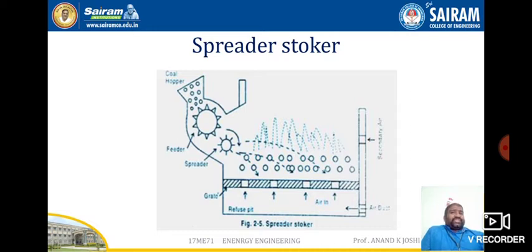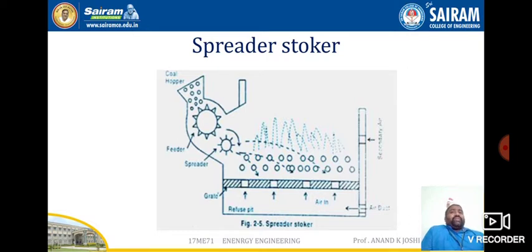Here in this case we can control the speed also, by regulating the speed, which is one of the very best options for control. So based on the requirement, we are going to increase or decrease the speed of the spreader. The advantage of this one is that the operation is very simple and economical, and a variety of low quality coals can also be burned successfully.